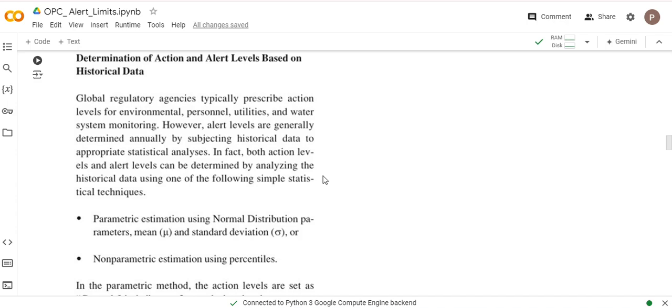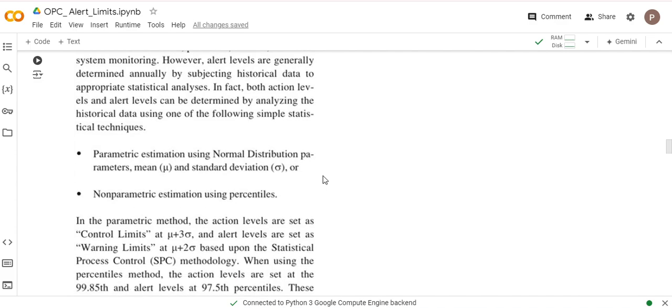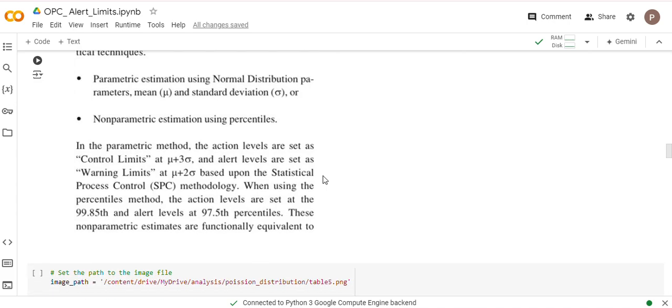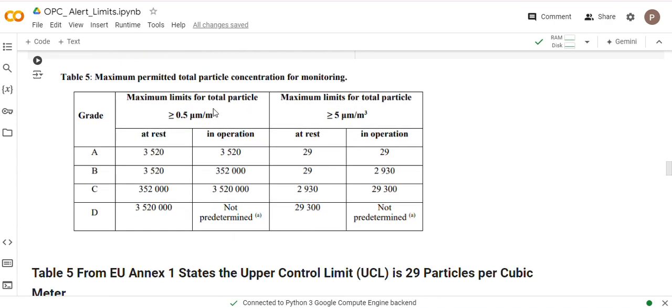So both papers talk about how you simply gather historical data, get the average, and then once you have the average, you multiply the average by 3 times the standard deviation. Now, what's interesting is standard deviation in the Poisson distribution is just the square root of the mean. So that makes our job a lot easier. We can now maybe go to table 5 in EU Annex 1, and we notice that for the 5 micron, you can have as many as 29 particles.